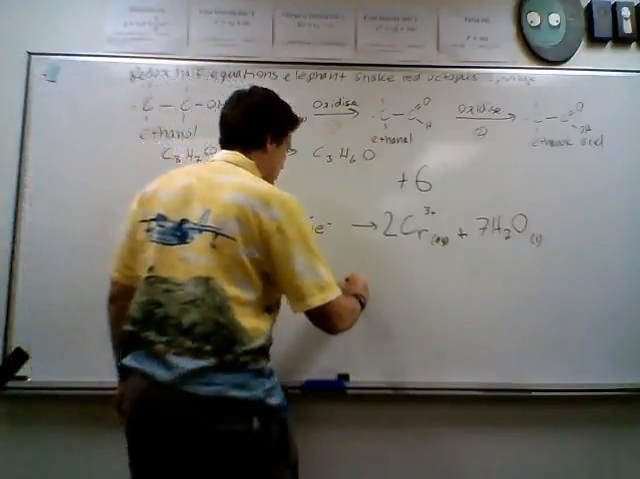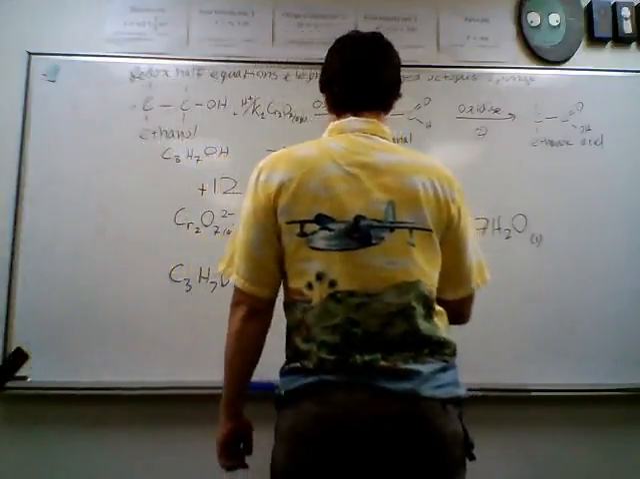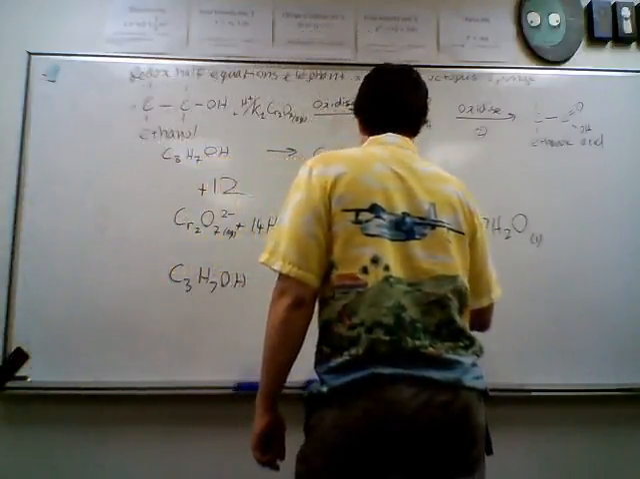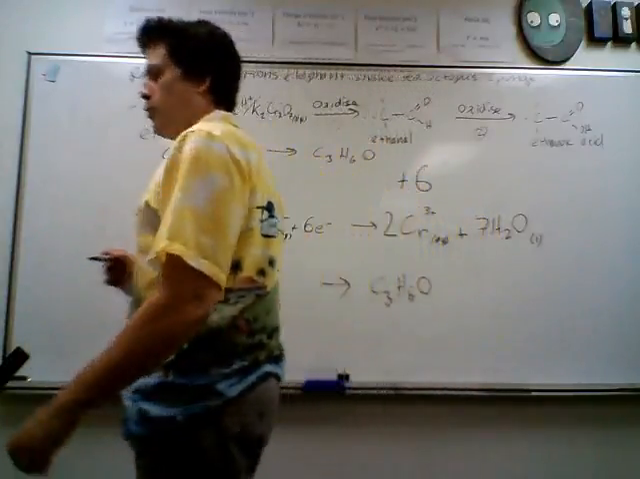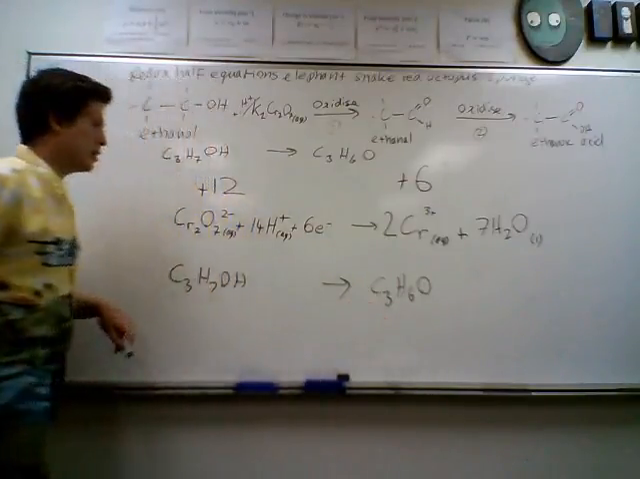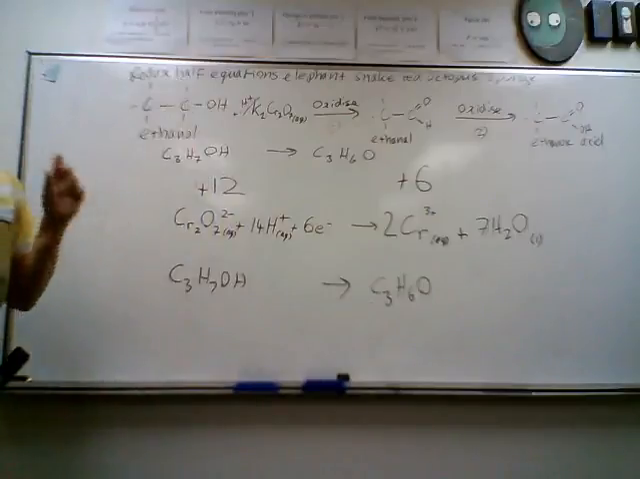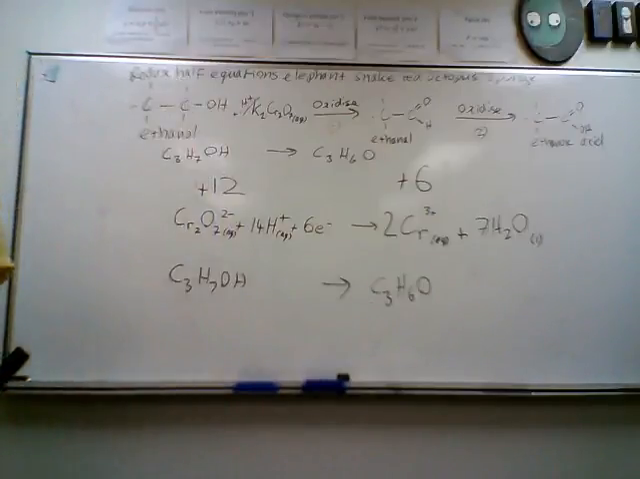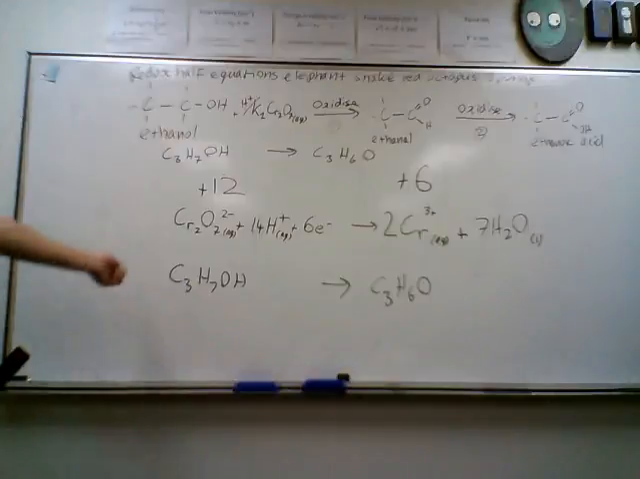C3H7OH becomes C3H6O. Step 1: write down the reactants and products as a skeleton equation. Done. Balance the number of atoms of the element being oxidized or reduced. 3 carbons, 3 carbons. We're good. Clearly it's the carbon with the double-bonded O that's getting the attention. So I've balanced that. That step's done.